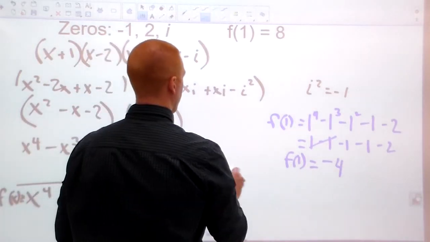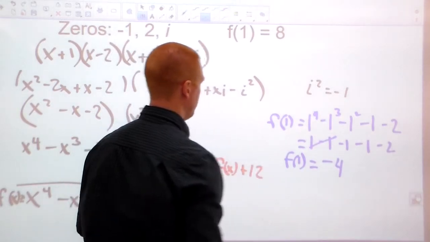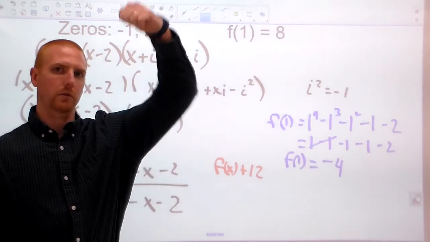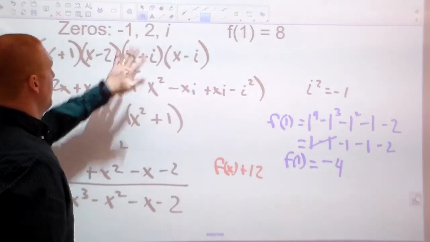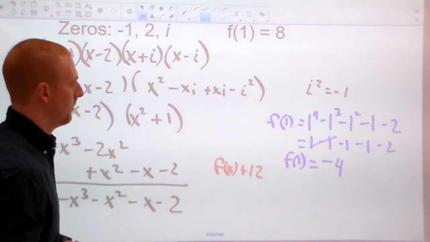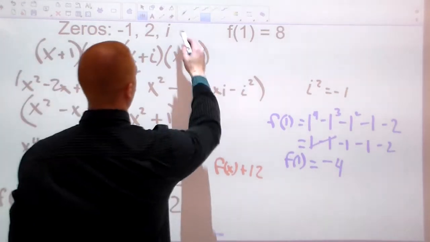Let's say it's f of x plus 12. Well, adding a number to your function is going to raise it up 12. That's going to really mess up these zeros. And I'm going to show you this. I'm going to do a visual of this at the end on Desmos so you can see it happen. So that's not a good idea.